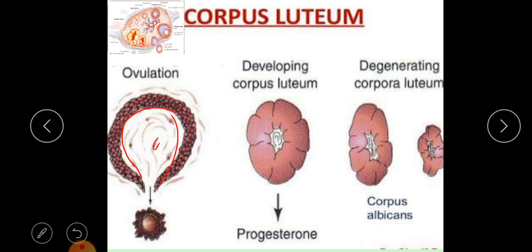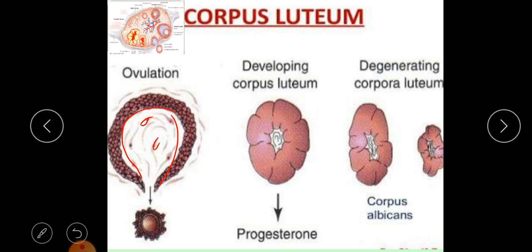Some amount of the granules are going to remain, and some blood vessels are also ruptured in this case. The antrum of the collapsed follicles is going to be filled with partially clotted fluid, that is the blood, which is going to clot at this stage. That is known as a corpus hemorrhagica.